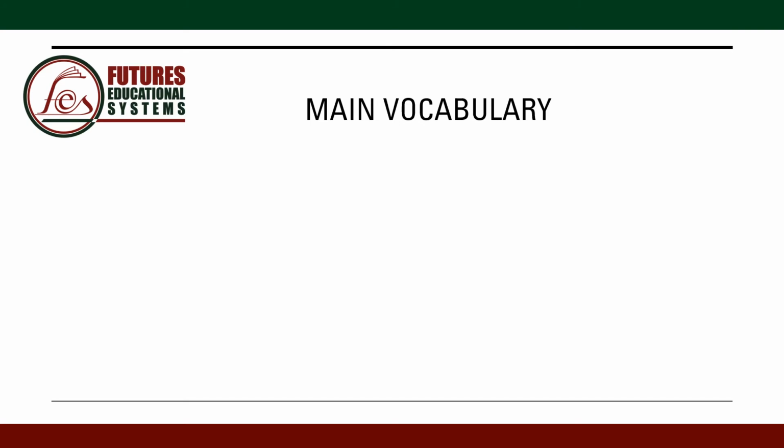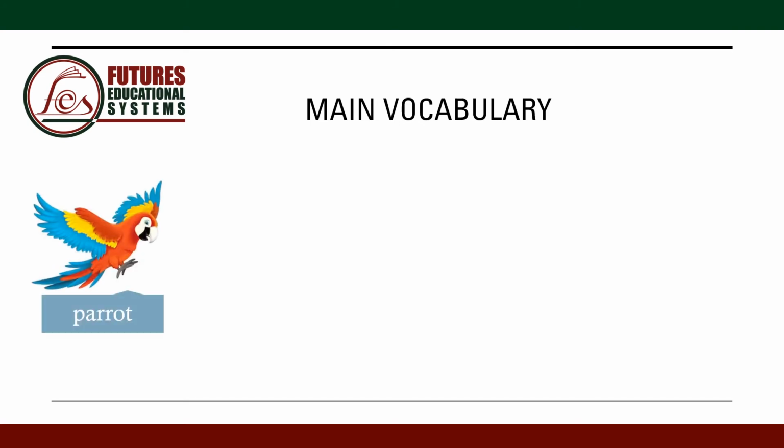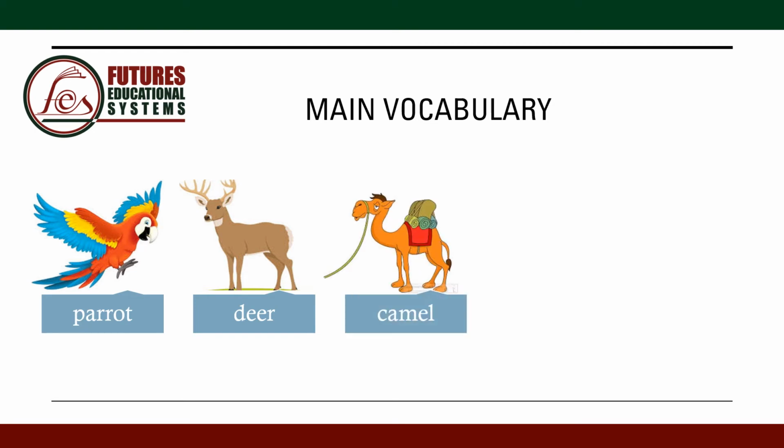Main vocabulary. Parrot. It's a bird with colorful feathers. Deer. And the deer has two horns. Camel. The camel lives in the desert.